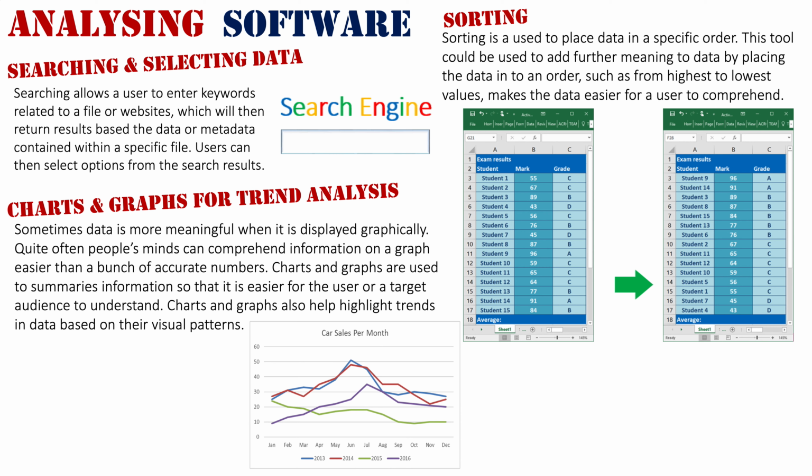Next, we've got charts and graphs, and this refers to the fact that sometimes it's more meaningful when data is displayed graphically. Quite often, people's minds can comprehend information on a graph easier than a bunch of accurate numbers. If I've got this spreadsheet table full of numbers and I show it to an audience of users who I'm trying to get to understand what I'm talking about, it'll make no sense to them. A lot of them will just see numbers. But charts and graphs can be used to summarize that information so it's easier for the user or a target audience to understand.